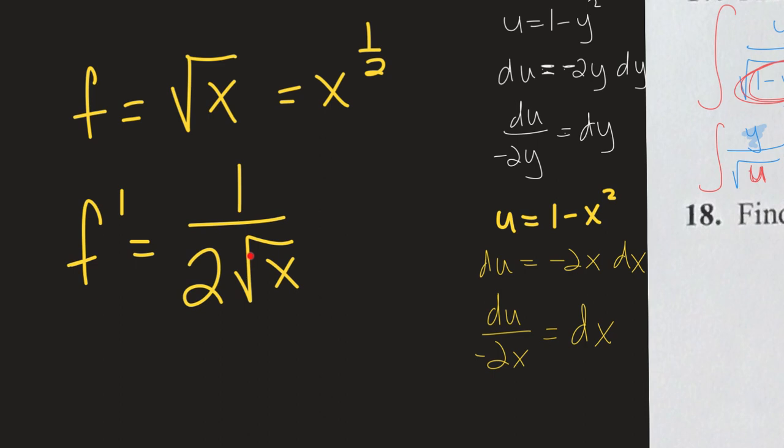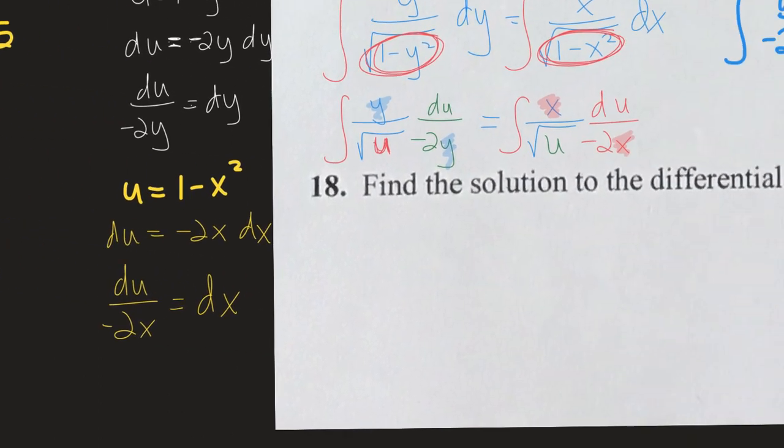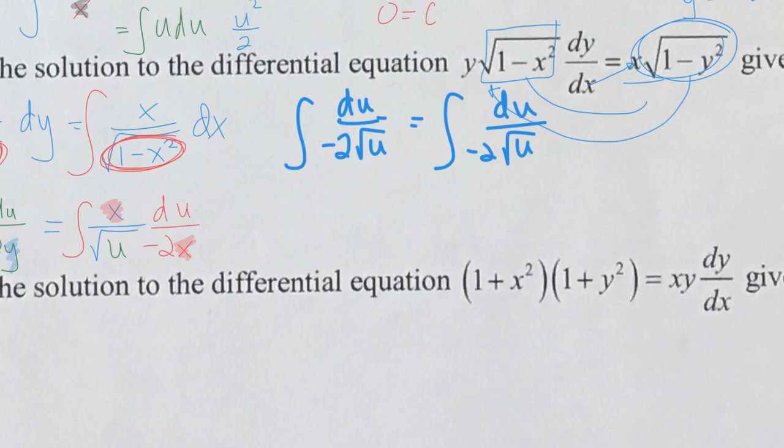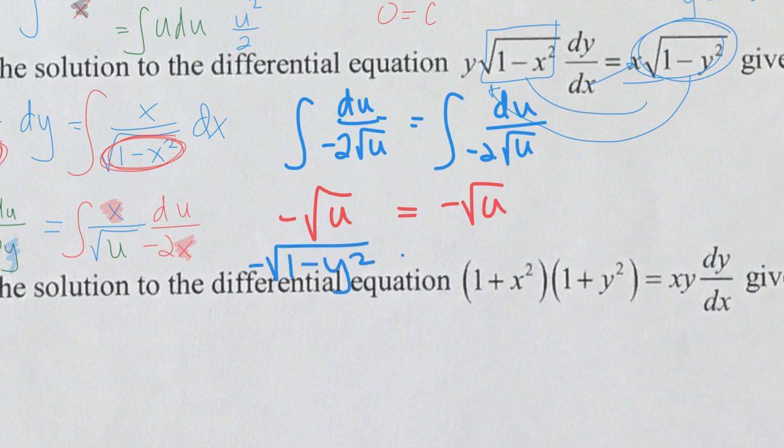So the derivative of 1 over 2 root x is actually root x. The antiderivative. So that's pretty much exactly what we have right here, only it's a negative. So this is the negative root of u equals the negative root of u. Now remember, these u's are different. The u on the left is 1 minus y squared, and the u on the right is 1 minus x squared plus c.